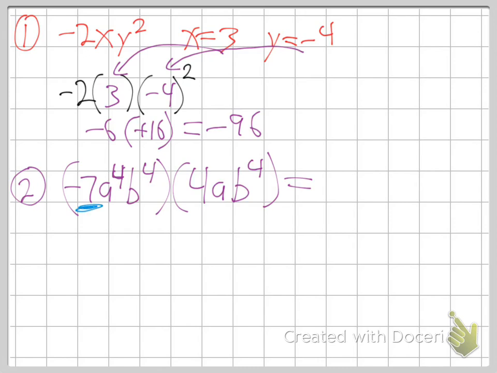So negative 7 times positive 4 is negative 28. And then you add the powers on the same letters. And what does it mean when a letter doesn't have a power showing? So 1. So a to the 4, a to the 1 is a to the 5. And b to the 4, b to the 4 is b to the 8. Good? Easy? So keep track.